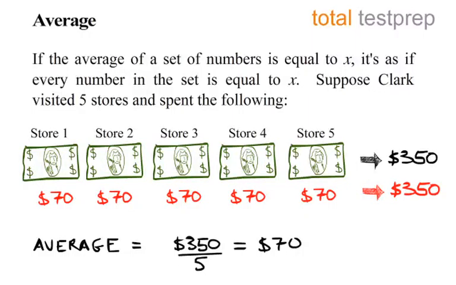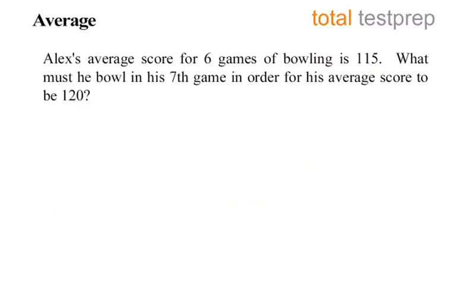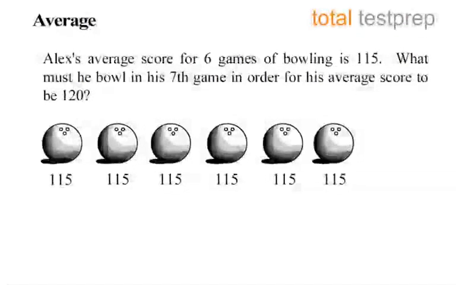Because if Clark had spent $70 in each store and there were 5 stores, he would have again spent a total of $350. So, if you have a question that deals with averages and you know the average, it's as if every single element in the set you're dealing with has that value. So for example, take a look at this question. Alex's average score for 6 games of bowling is 115. What must he bowl in his 7th game in order for his average score to be 120?